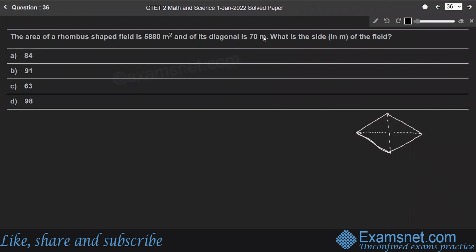Question number 36. The area of a rhombus shaped field is 5880 meters square and one of its diagonals is 70 meters. What is the side of the field? Here, let us consider ABCD a rhombus and its area is 5880 meters square. So given, area A is 5880 meters square and one of its diagonals is 70 meters.